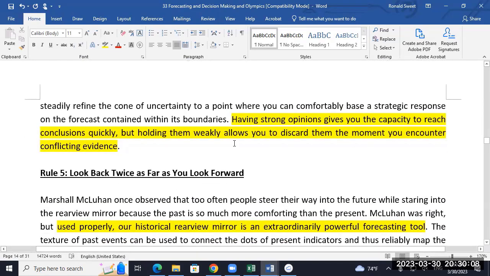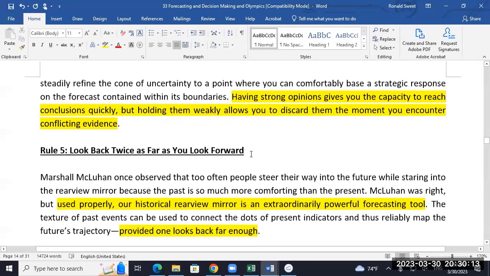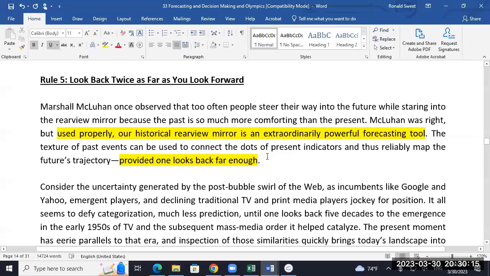Having strong opinions gives you the capacity to reach conclusions quickly, but holding them weakly allows you to discard and move on. He says, go back further in time. I'm not so sure how well that works as much as the world is changing so rapidly. And this is one area where I worry about AI.